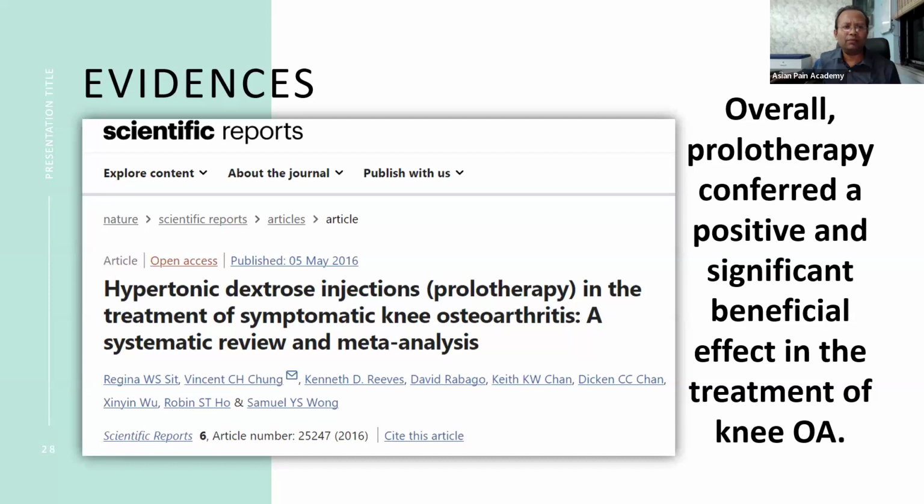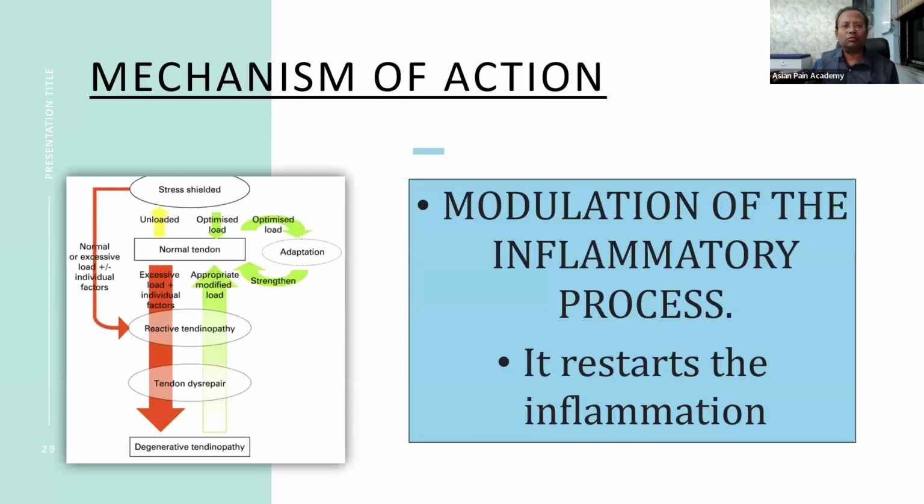I'm not going into detail, but hypertonic dextrose injections of 5% to 25% have been used. It is not fixed globally that you have to use 10% or 15%. People have used 5 to 25%. Commonly, I am using 10% dextrose, and the volume will depend on the area where you are injecting. In a joint, you can use 5 ml to 7 ml. But if it is a tendinopathy, only 2 ml is sometimes sufficient.